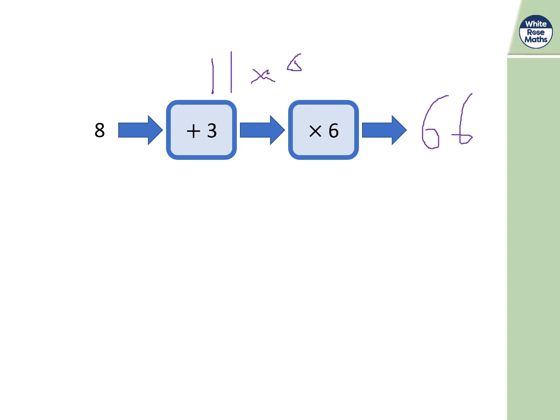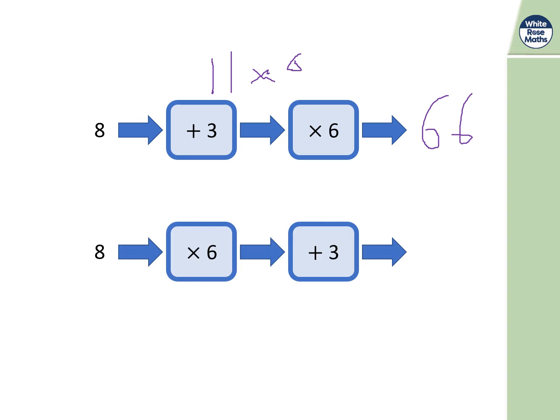So this is what I call a two-step function machine. For this next one, I'm going to do 8 times 6, which is 48, and then I'm going to add the 3, and I'm going to get 51. That's your answer to this one.